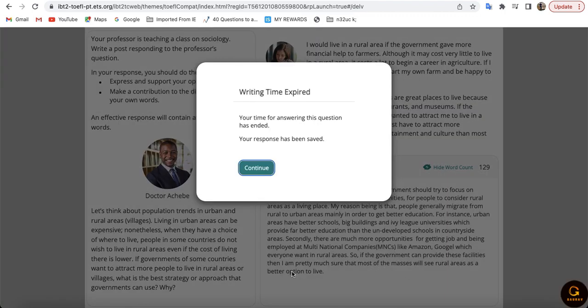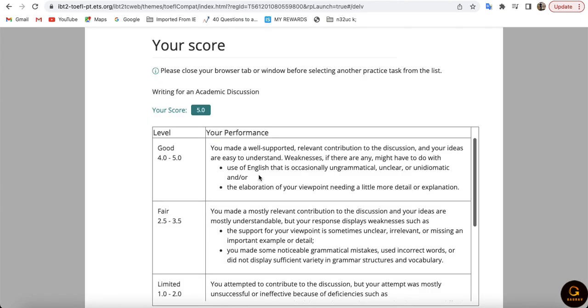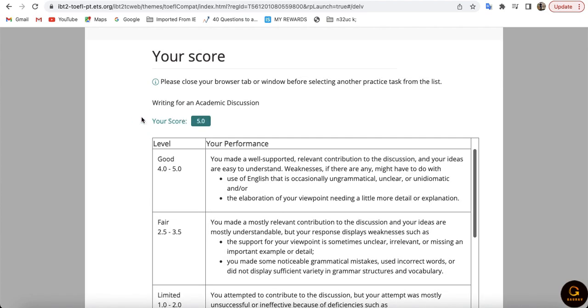So it automatically got submitted because I ran out of time, but I was done with my task. I did 129 words, which I think is pretty decent. Let us see what the AI rates me. It's my first time, I don't know what it is going to be, and I don't really trust AI. So let us see what it says. Oh yeah, I get a 5.0. Whoa, really? I mean, it was just the first try, bro.